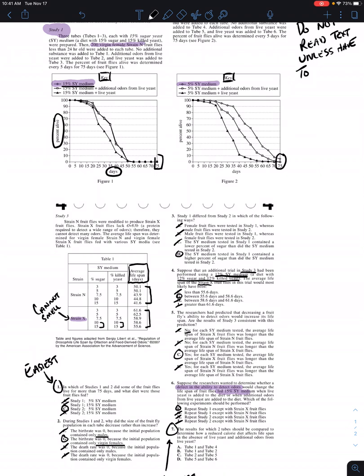And then lastly, number 7, this should be the hardest question. We could tell it started to get a little harder as we got on, but let's hope that we can go ahead and conquer number 7. So let's do it. The results for which 2 tubes should be compared to determine how a reduced calorie diet affects lifespan in the absence of live yeast and additional odors from live yeast. So if we are checking out number 7, we are going to have to read.